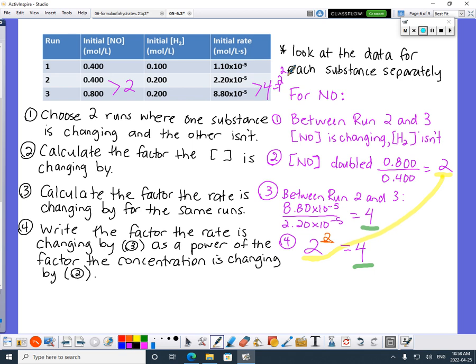And again, why do we care? Why can't we just leave it as 4? Because we want to write our rate law using exponents. We don't want to just write 4. We want to be able to plug in any concentration and find out how it affects the rate.